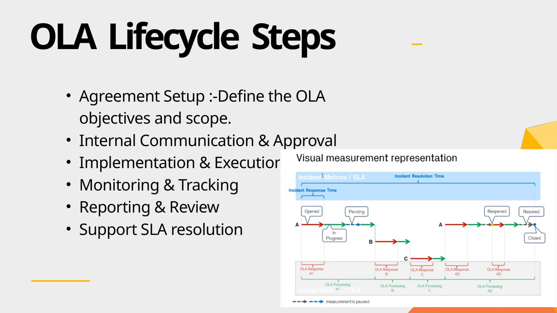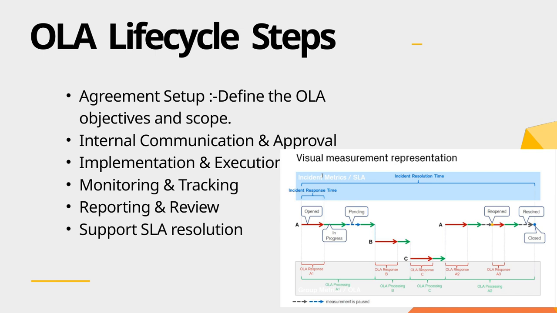First, we have agreement setup. This is where we clearly define the objectives and scope of the OLA. It's really important because it sets the foundation for everything that follows. Next, we move into internal communication and approval. This ensures that all relevant teams are aligned and that everyone agrees on the plan before moving forward.